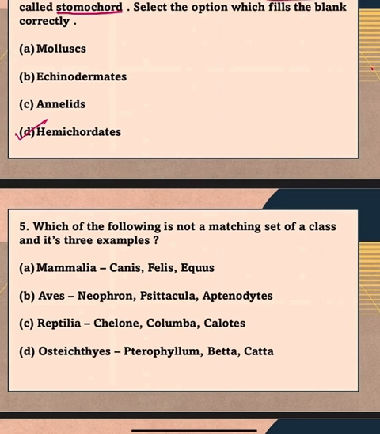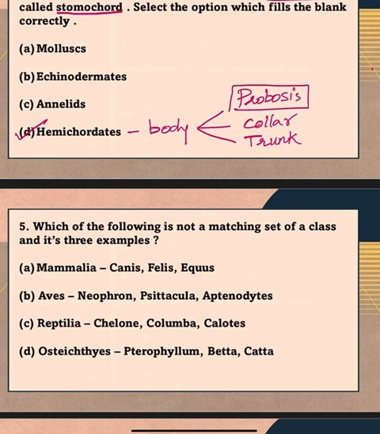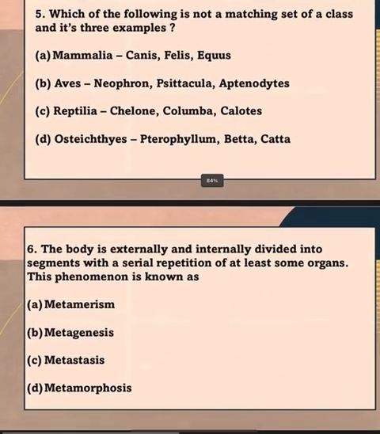We know the hemichordate body is divided into proboscis, collar, and trunk. Hope you are remembering it, right? Proboscis is the top region, and in the collar region the stomochord is present. So we can consider hemichordates as the answer. Okay, done children.